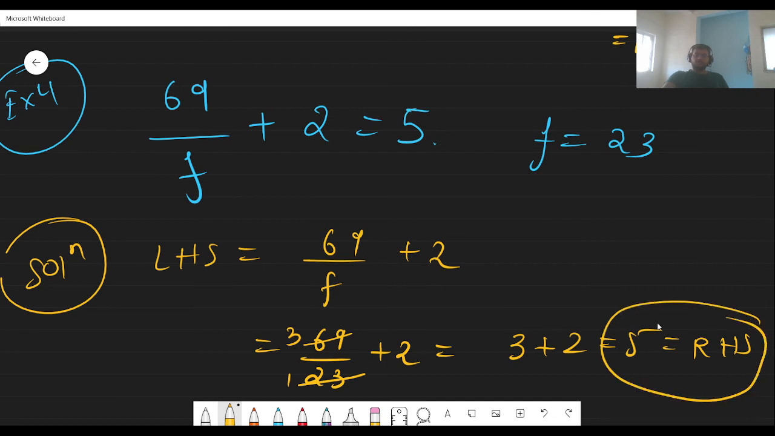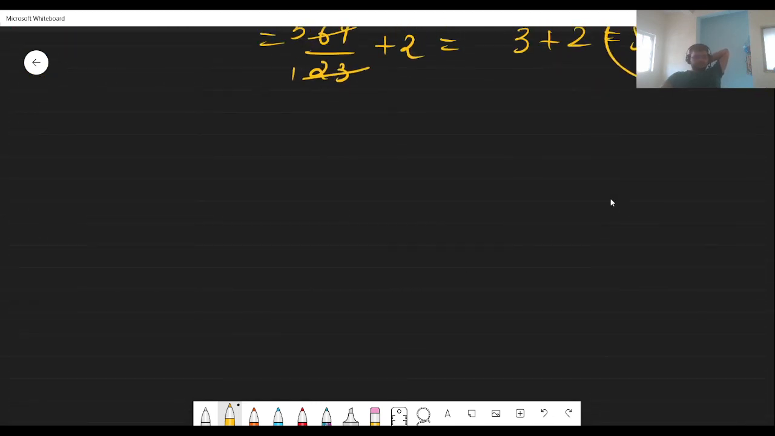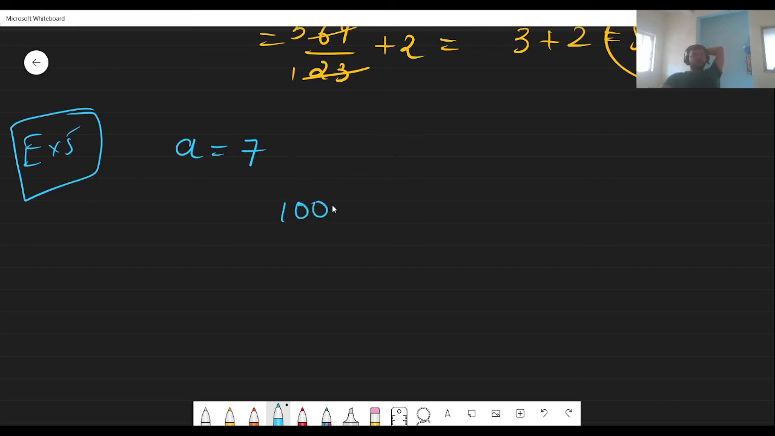In all of these questions, we have seen that of the LHS and RHS, one is an expression and the second is a constant number. Now let's see a different type of question. Example 5: check for the value a equals 7, and the equation is 100 minus (a minus 1) square equals (a plus 1) square. In this type of question, you have to calculate both the LHS and RHS, and then check if it is right or wrong.